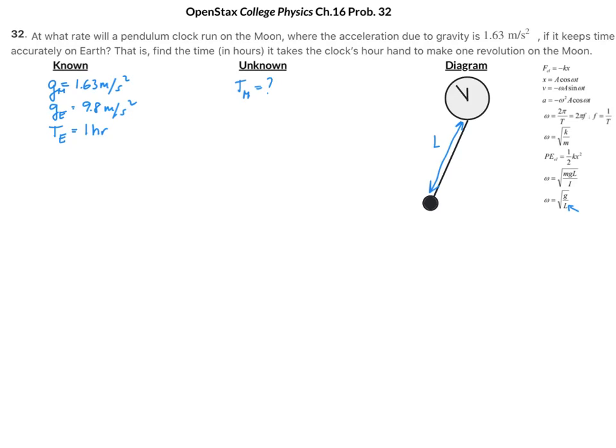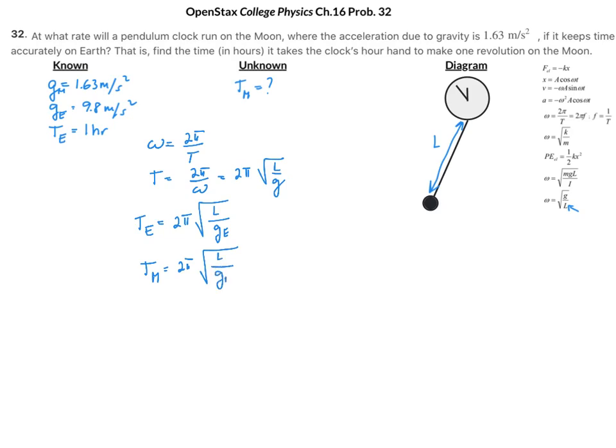So I have omega is 2 pi over the period, which means that the period is 2 pi divided by omega. Then we know that omega is the square root of g over L, which means that the period will be 2 pi square root of L over g. There we go. So that is true both on the moon and on the Earth. So I'm going to write T on Earth is 2 pi square root L over g Earth, and T on the moon is 2 pi square root L over g moon.